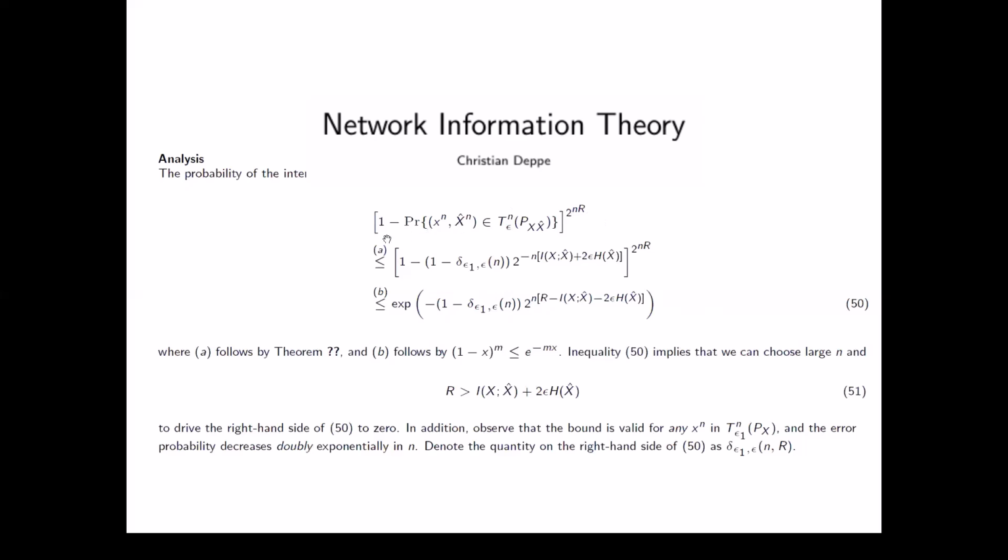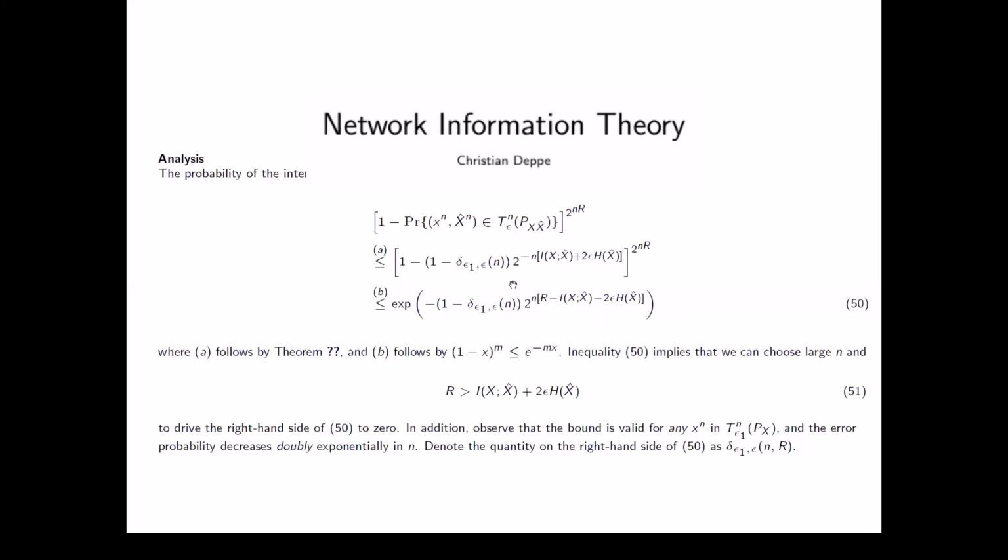Now this we can estimate. Because of the question mark here, it depends on whether we use entropy typical sequences or letter typical sequences. Both will work, but for both we know that we can estimate them by 2 to the minus n times the mutual information of x and x hat plus 2 epsilon times the entropy of x hat. So let's use the theorem for the letter typical sequences. Then we can estimate this in this way, and we get here this delta epsilon 1 of epsilon n and this part here.